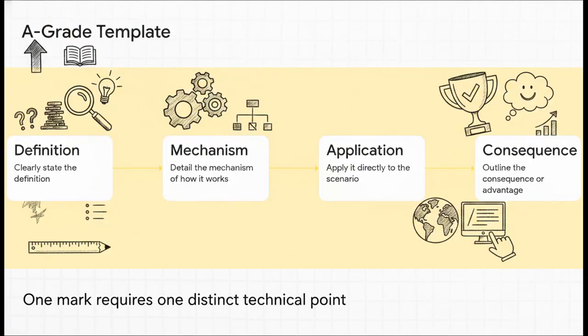Because the crucial point here is turning all of this knowledge into actual, undeniable marks. Here is your mark scheme safe A-grade answer template. Step 1, clearly state the definition. Step 2, detail the mechanism of exactly how it works. Step 3, apply it directly to the scenario application you were given. And Step 4, outline the consequence or advantage.